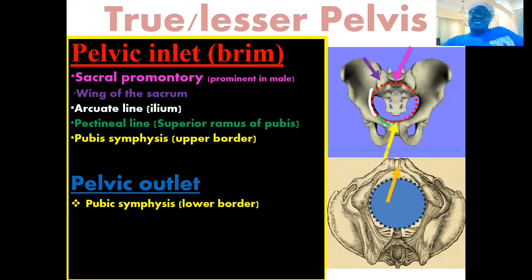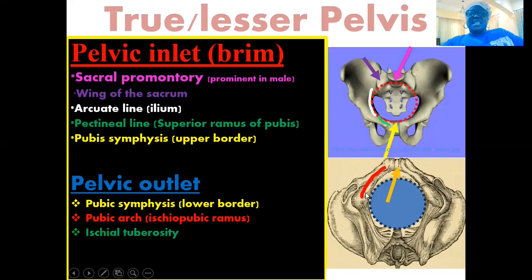Then if you go more lateral to the side, the next structure that you would see is the pubic arc. This pubic arc can also be referred to as the ischiopubic ramus. So you have this alignment highlighted here in red. So after this formation, the next structure that will be seen is the ischial tuberosity. And this is what is seen to be arrowed here in green.